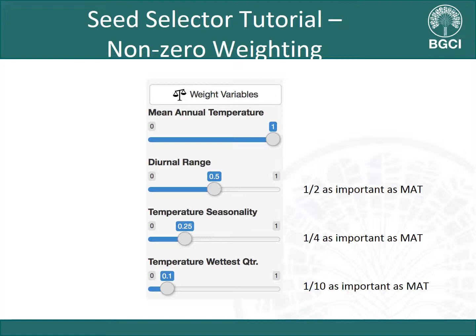If we had instead decided to keep information from the other 5 variables, but reduce their importance rather than exclude them entirely, we might set their values somewhere between 0 and 1. Setting variables to 0.5 would equate to half the importance of an unweighted variable, 0.25 a quarter, and 0.1 a tenth.